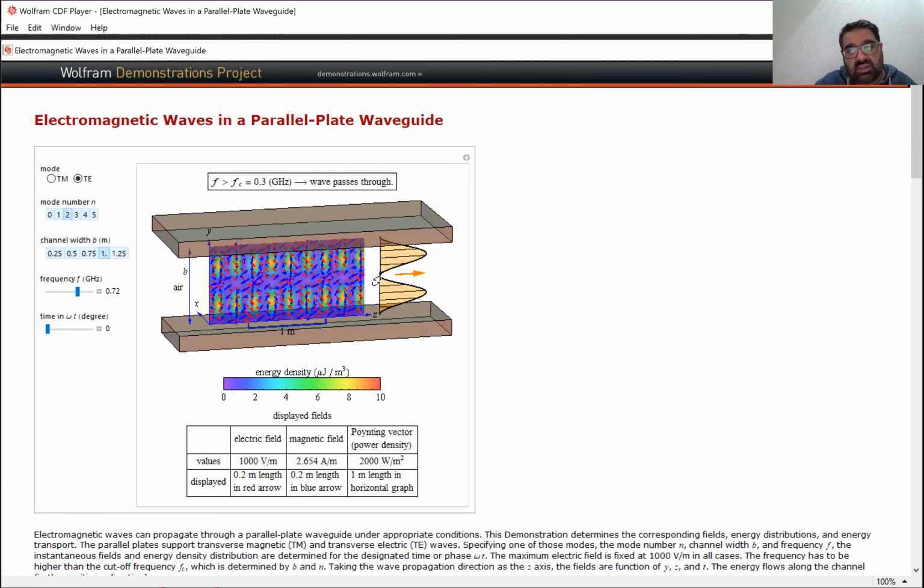You can see this is the TE2 mode where you have the two humps when m is equal to 2, and when m is equal to 3, you will have more and more humps, and the same would be true for TM modes. I'm going to show you another animation, which is actually this one.